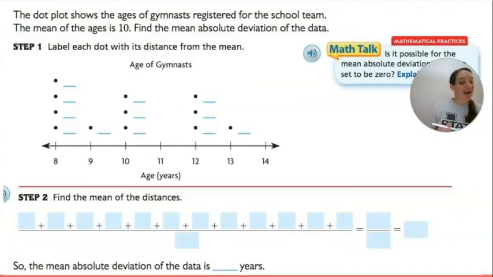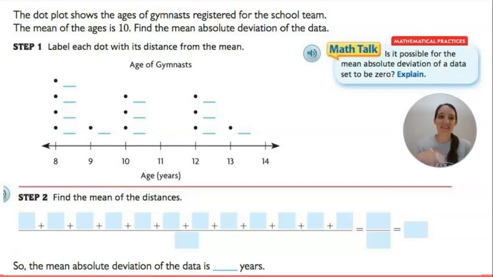Let me show you how to find the mean absolute deviation. So when I'm saying mean, I mean the average, right? Deviation, I'm talking about how far it's away from the mean, and absolute is the distance, right? So we're talking about the distance the numbers are away from the mean, okay? So what we're going to do, this tells us that the mean age is 10. So 10 right here is your mean.